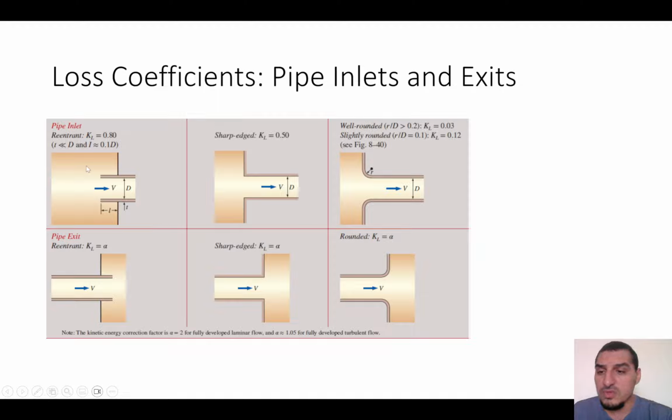We have what's called the re-entrant pipe inlet, and this is what you would have if you are fitting a tap to, let's say, a tank or something. You drill a hole, then you put the tap inside, and you fit it from the other side with a nut or something. So part of the pipe is going inside the fluid on the other side, and this is what we call the re-entrant flow. For this case, we have KL is 0.8.